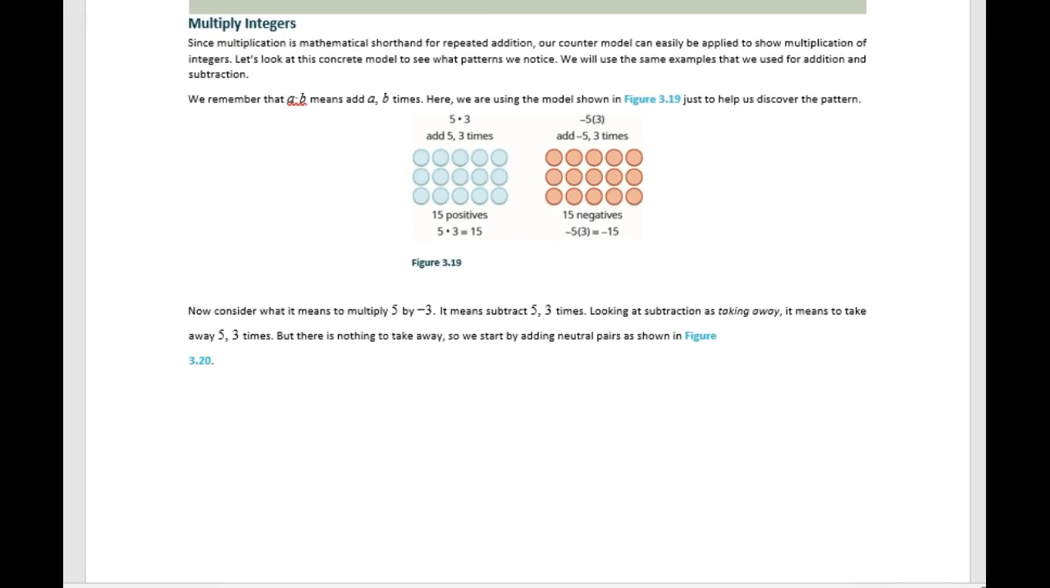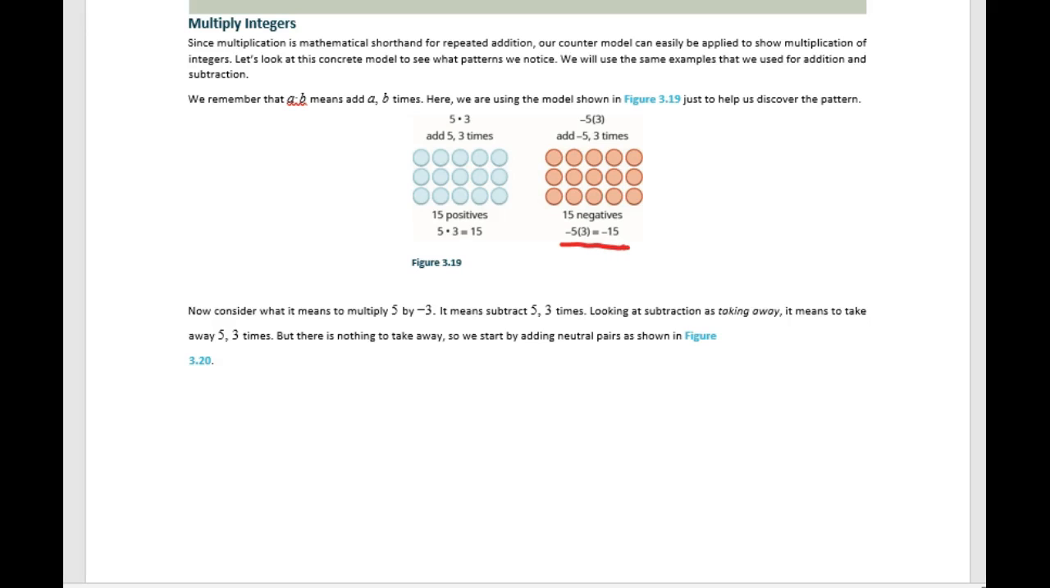Okay, so multiplication, really remember, is repeated addition over and over and over again. So for example, if I'm multiplying 5 times 3, that means I've got 5 plus 5 plus 5, that 3 times. So I would have 15 positive values. Well, now I'm going to add that negative in there. So if I have a negative 5, that means I'm adding negative 5 3 different times. So I've got negative 5 plus negative 5 plus negative 5, which gives me a negative 15.